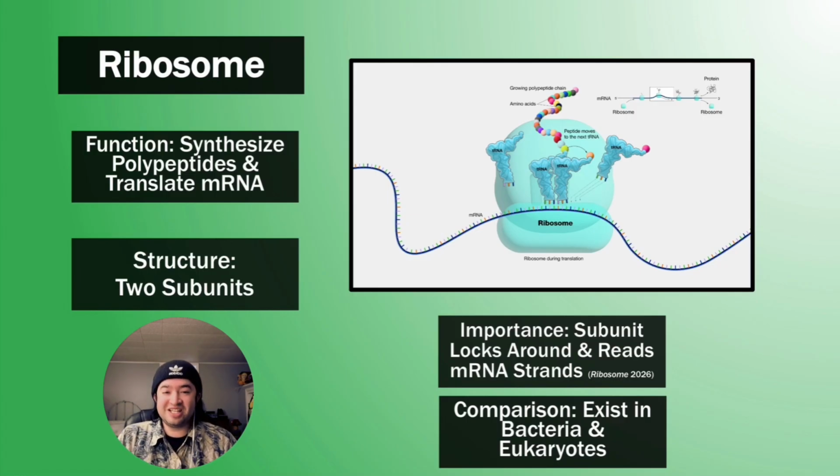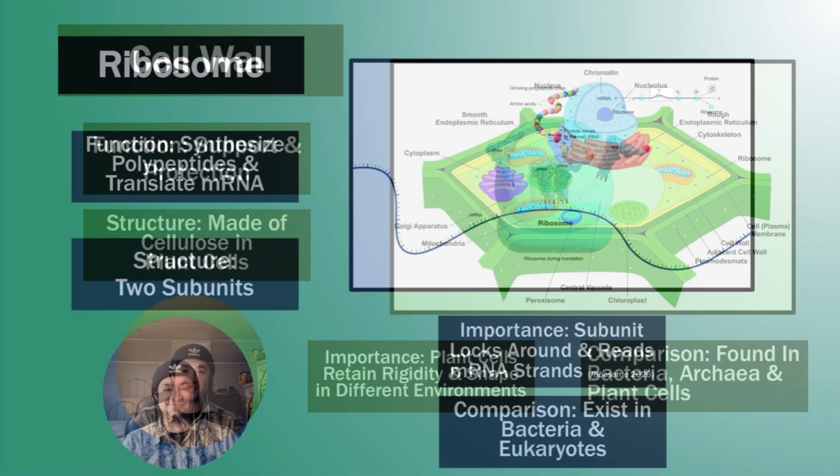So ribosomes exist in bacteria and exist in eukaryotic cells and basically perform the same function, which is to make proteins. However, they vary in size and abundance. Eukaryotic ribosomes tend to be larger than prokaryotic ribosomes, meaning they contain more rRNA and more proteins.